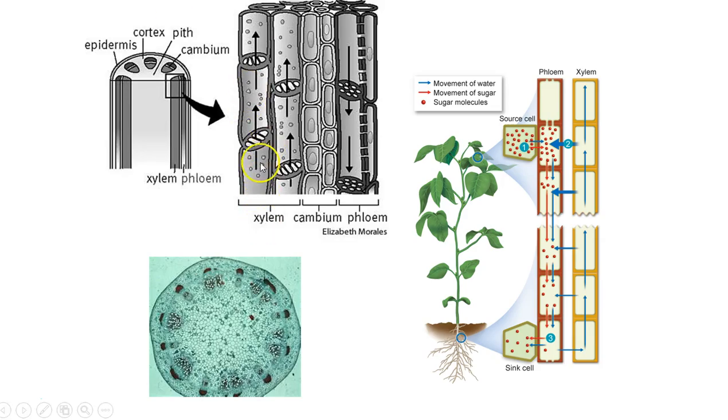Okay, here's your xylem. It's carrying water up from the roots up the plant to the other parts, and then the phloem, notice, is carrying food down. So remember, phloem and food kind of sound the same. Food and glucose are the same thing, sugar molecules.